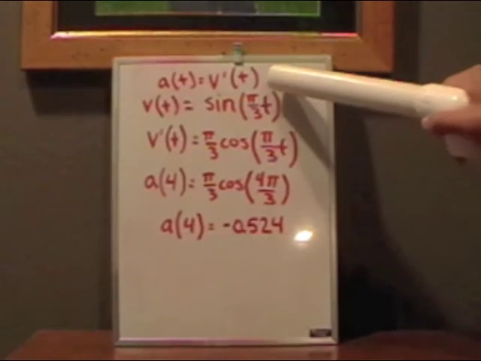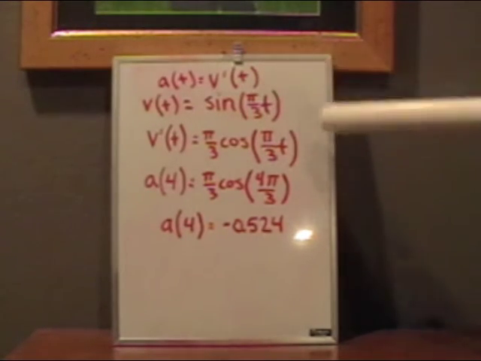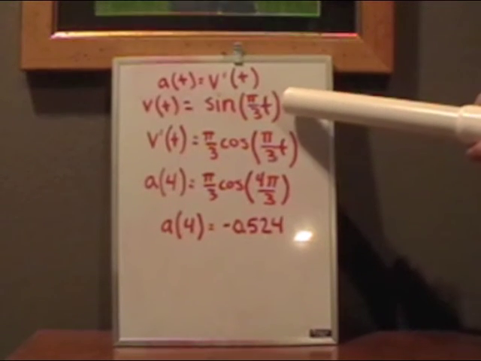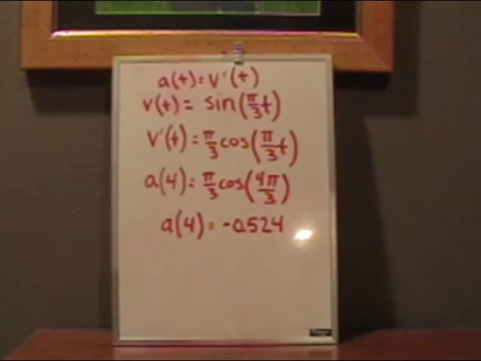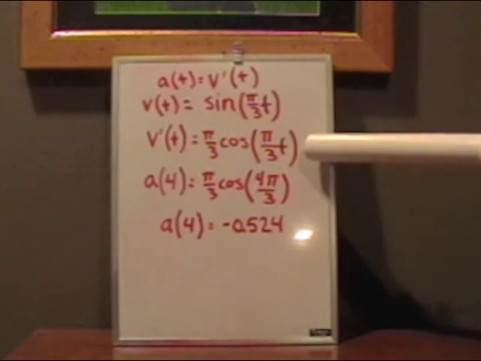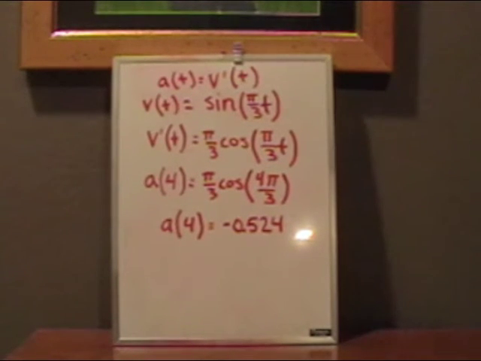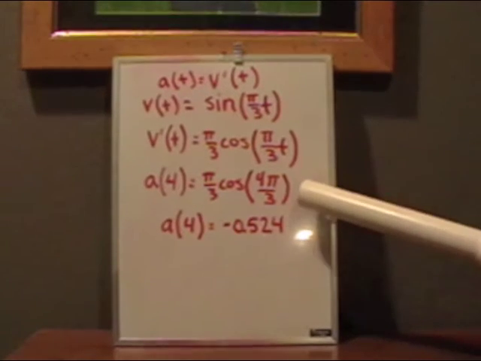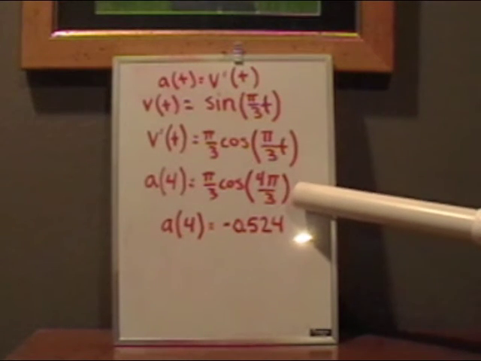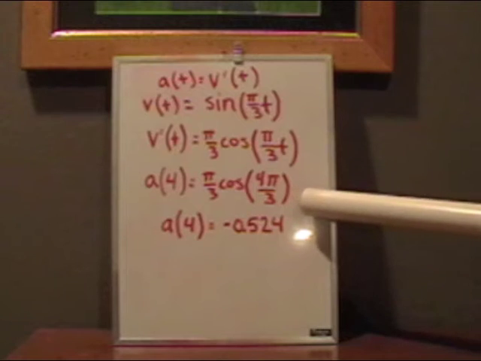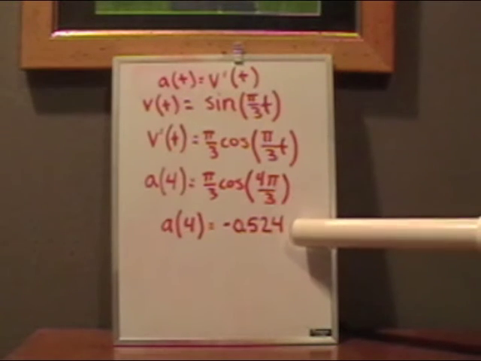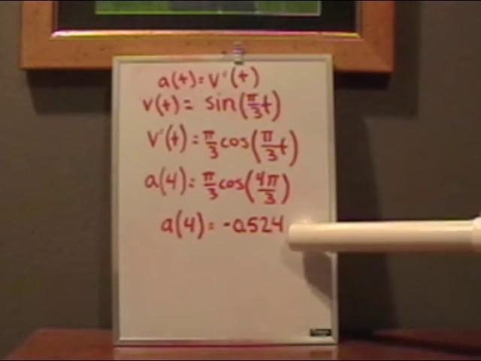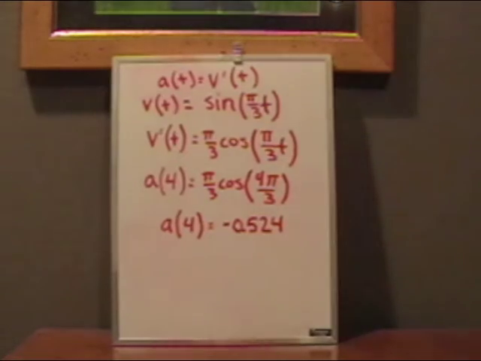So acceleration is equal to the first derivative of the velocity, and the velocity is given to us, which is sine pi over 3t. And then we find the derivative of the velocity, which is equal to pi over 3 times cosine pi over 3t. And we plug in 4 for t because it asks us to find the acceleration at time t equals 4. So we plug that in there for t, and then we put it into the calculator and find that the acceleration at time t equals 4 is equal to negative 0.524.